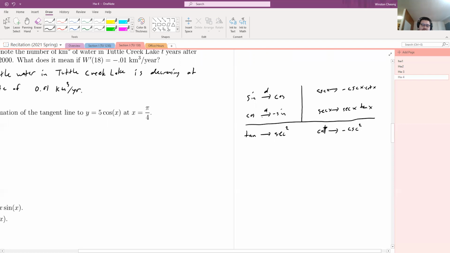You can also notice that the only functions that have a negative are the co-functions. Cosine, cotangent, and cosecant all have a negative show up when you take their derivative. So this is one way to remember the entire set of trig derivatives. And you'll see that there's a similar split that happens with the arc trig functions, the inverse trig functions. That'll be a bit later in the course.